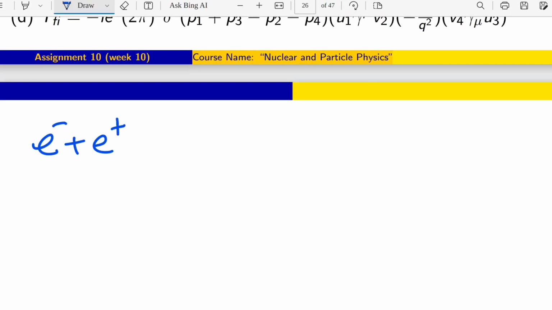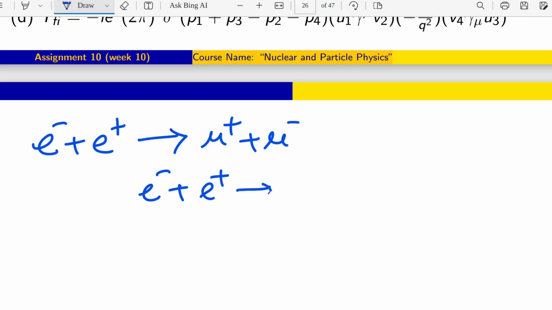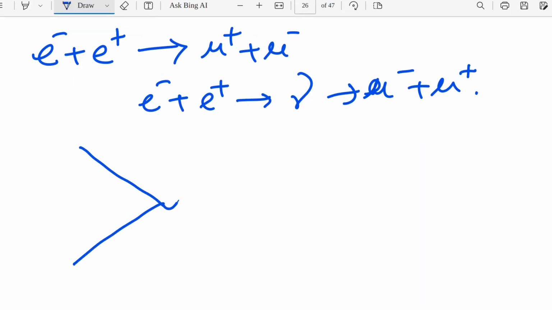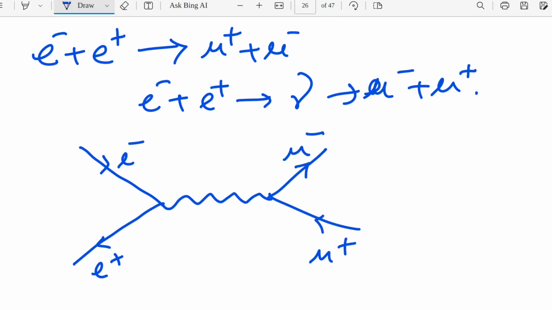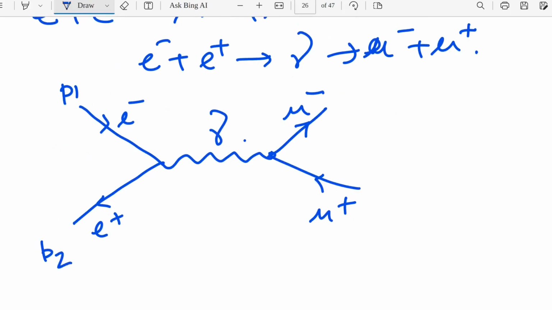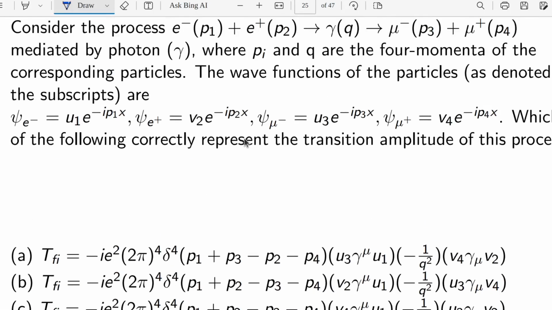e⁻ + e⁺ goes to μ⁻ + μ⁺, via a photon. If I write the Feynman diagram for this process, it will have e⁻, e⁺, μ⁻, μ⁺ and the photon. Now I am writing the momenta here: p1, p2, p3, p4, and this line carries q. Is it correct? p1, p2, p3, p4. Okay, yes.